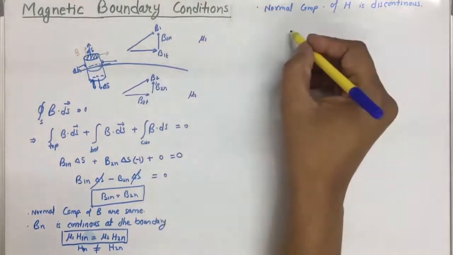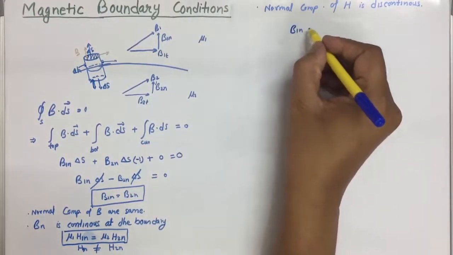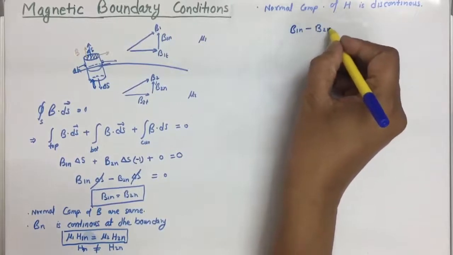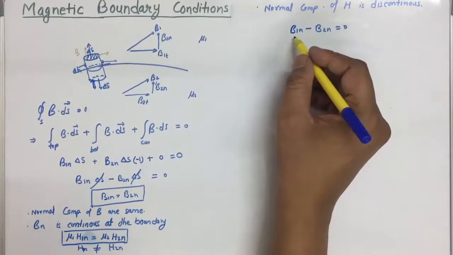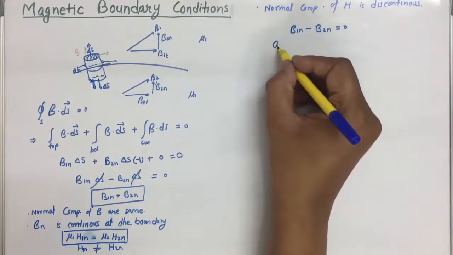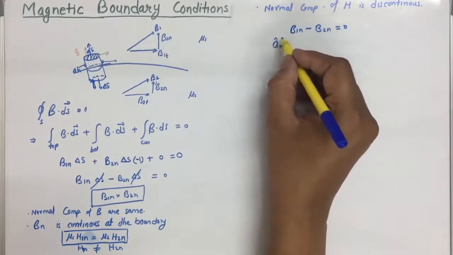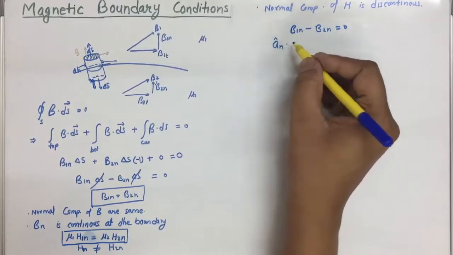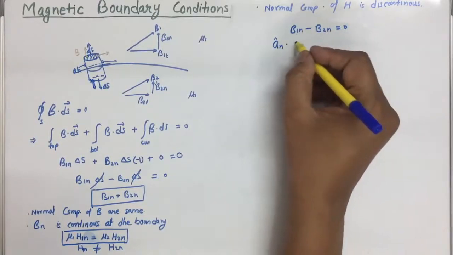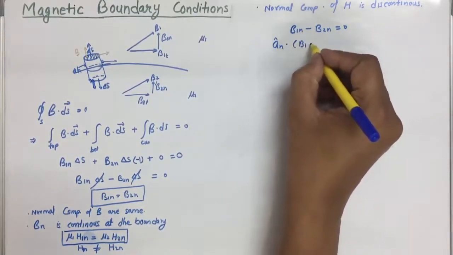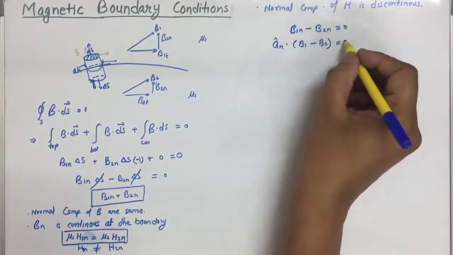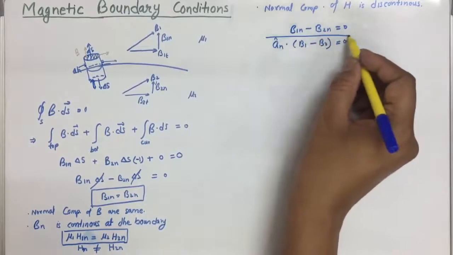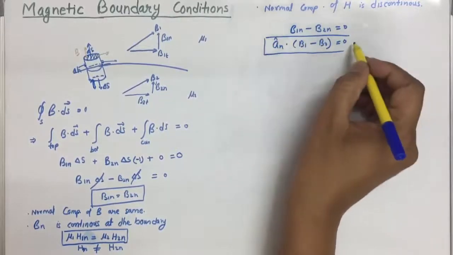From this equation we have B1n minus B2n is equal to 0. As this is the normal component, to write the normal component we can take the dot product with the unit vector in the direction of normal, n dot (B1 minus B2), which will give the same value. So this is the vector form of B at the boundary.